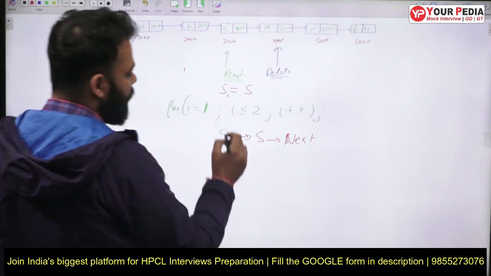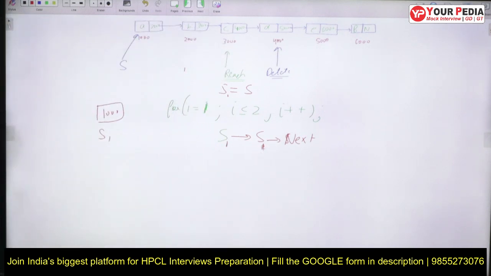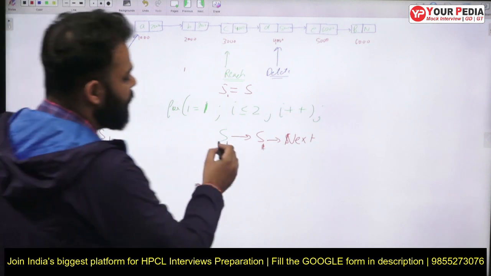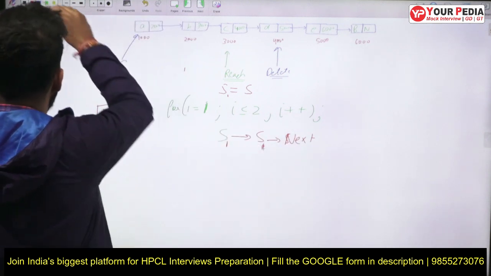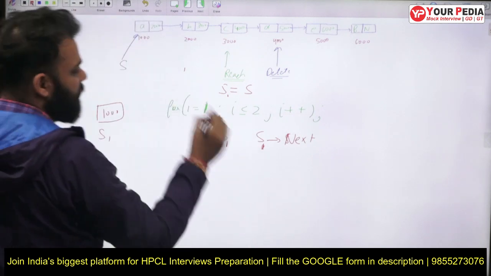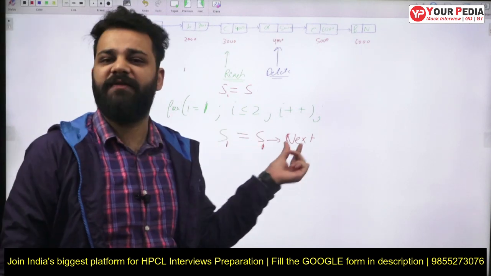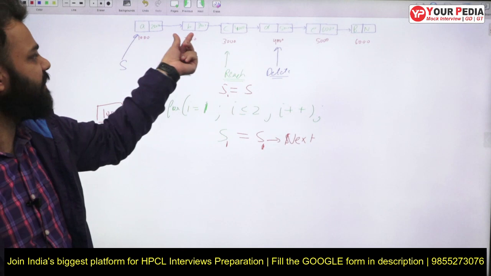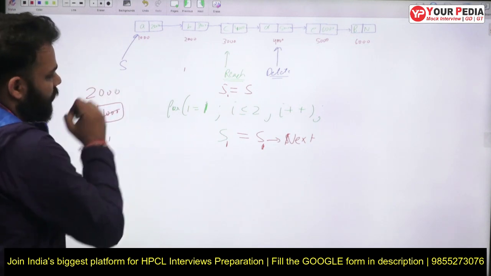So what we will do is push the S1 node to the next. So S1 is equal to S1 of next. What is the S1 of next? Next of 1000 is 2000. So the address stored in S1 will be equal to 2000.